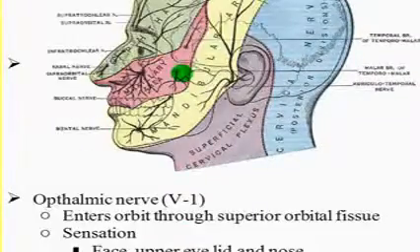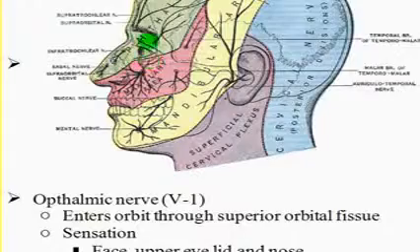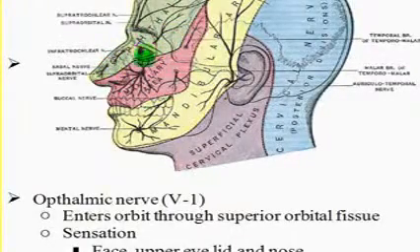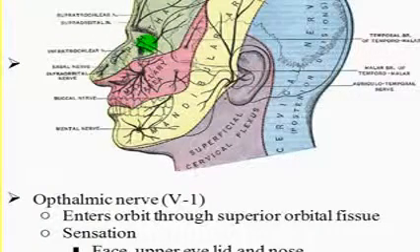So let's focus on the ophthalmic nerve, V1. It's going to enter the orbit through the orbital fissure, and it's going to supply sensation to the face, specifically the upper eyelid, the upper nose. It's also involved in the afferent limb of the corneal reflex.